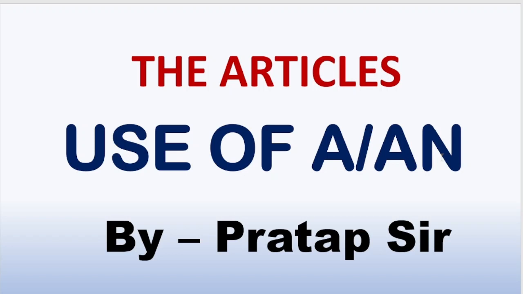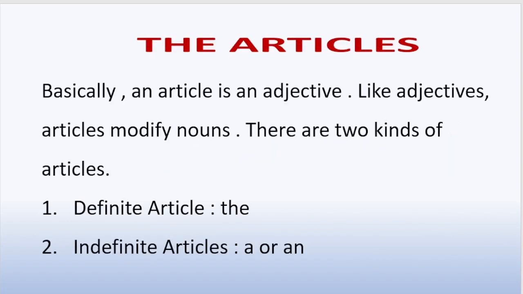In our previous class, we have already discussed adjectives and different kinds of adjectives. Today, we will learn about a determiner, that is article, and in this topic, we will learn about the use of a or an. Okay, let's start the class now. The articles.